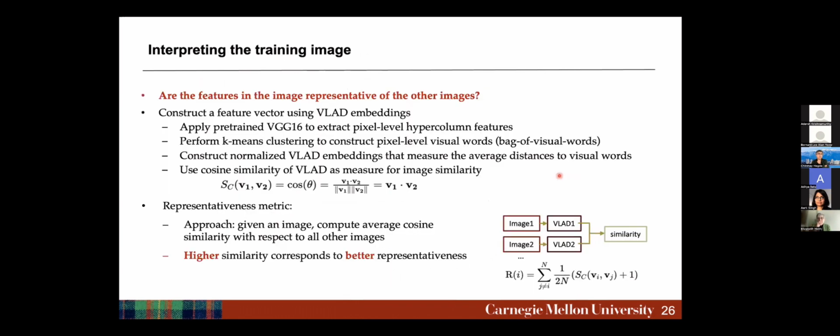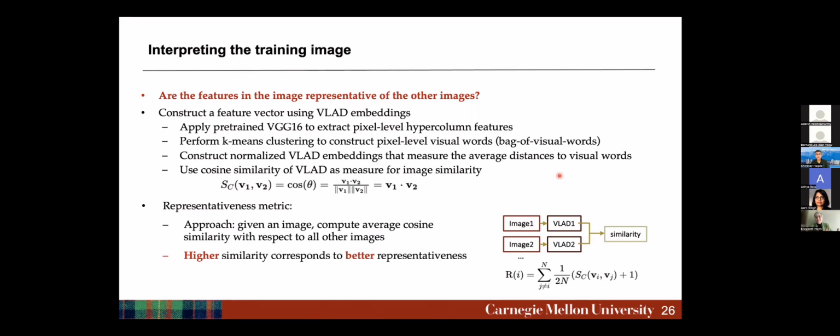But we can quantify it. We can interpret this directly. We can ask, is the most representative image the one that is the best training image? Are the features in the image representative of the features in the other images that have to be segmented? So we can actually use a computer vision pipeline to construct a feature vector. In this case, we're going to do it with specific features. We're going to extract pixel level features, specifically hypercolumn features. We're going to cluster those features and then perform a bag of visual words. We're going to VLAD encode that, and that's a feature vector.